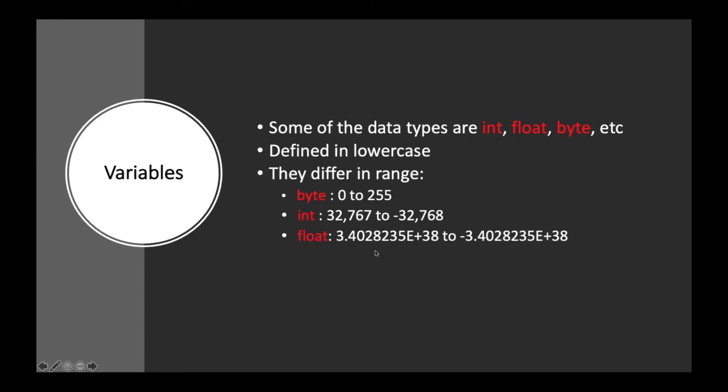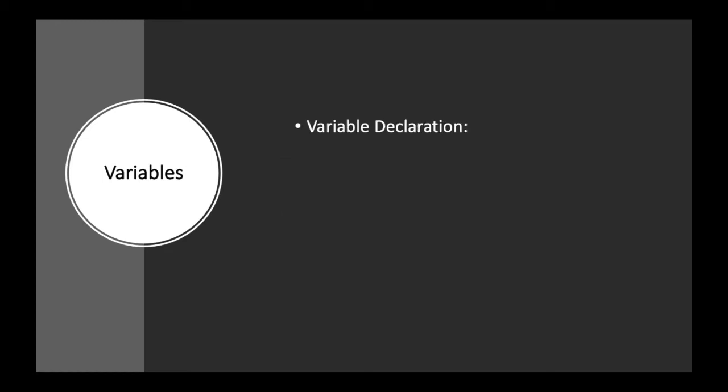So there's a float which holds very big numbers. So this is something that you need to keep in your mind. So based on your variable and based on the range that you are going to use in your program, you want to use a certain kind of data type. Now, how do you declare the variable?